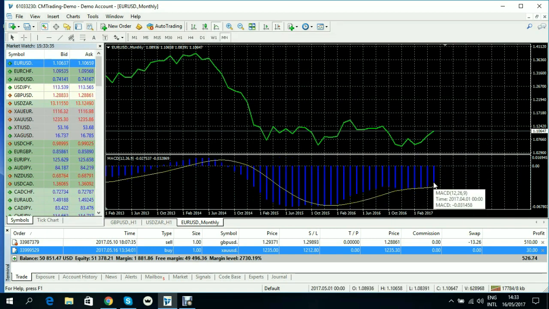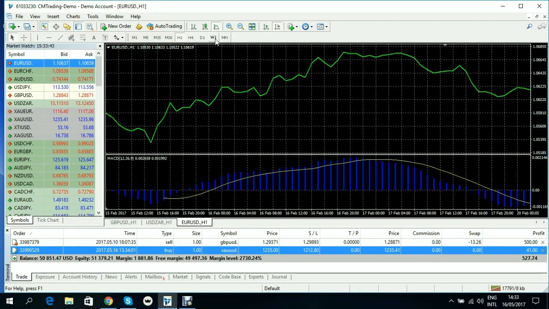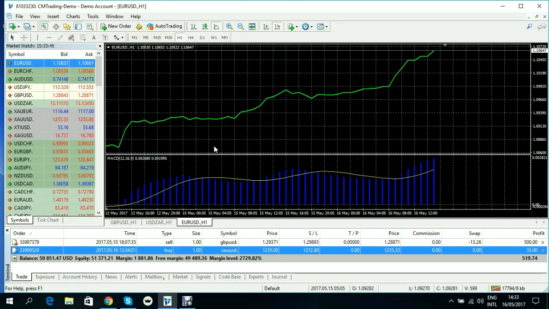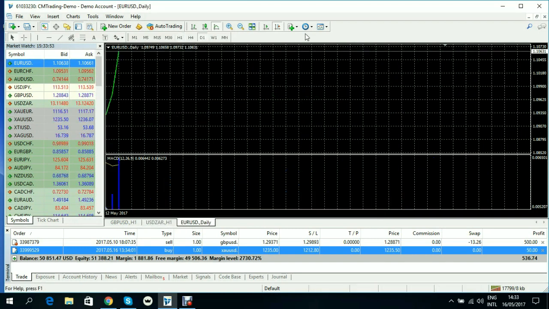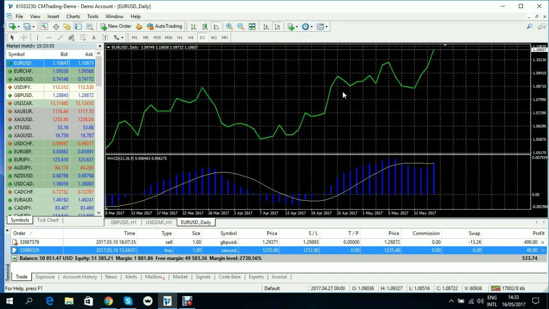So by the time it will start to buy in the monthly time frame, if you started your trade here and left it, you'll find out that you will be making so much money. What it means is that it requires patience as well, just as other indicators that we looked at earlier on.